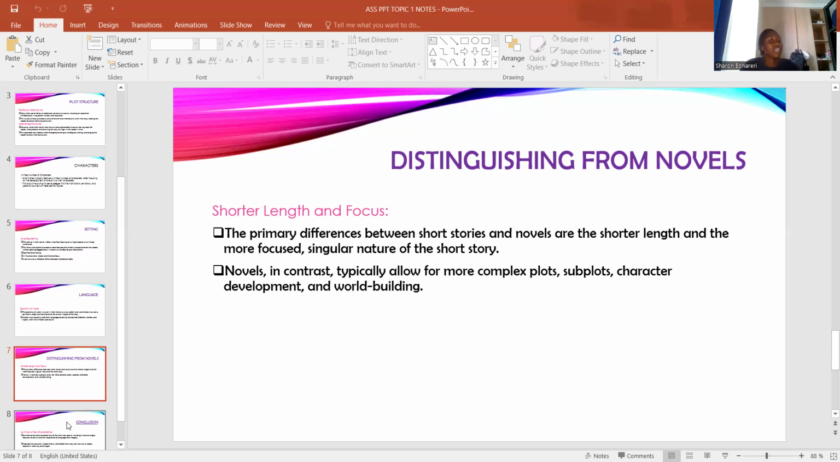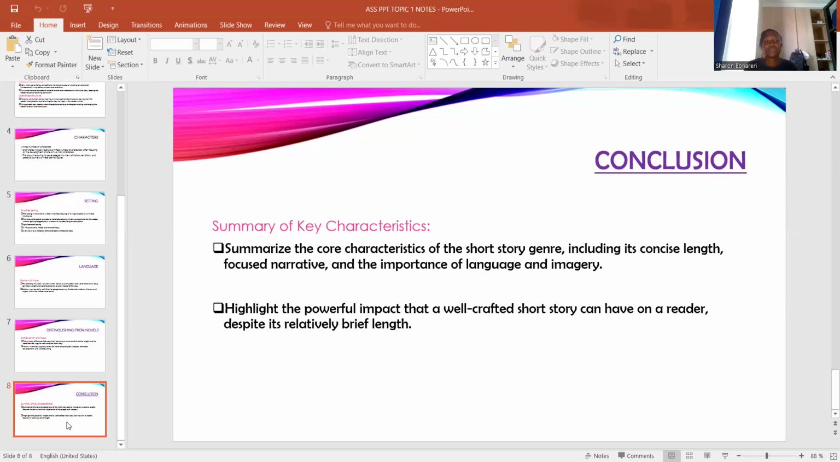And novels, in contrast, typically allow for more complex plots, subplots, character development, and world building. A novel can have 400 pages. That's quite long. And then we conclude. We summarize the key characteristics of short stories.